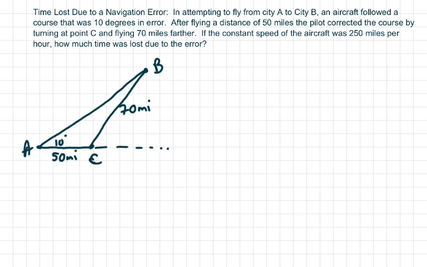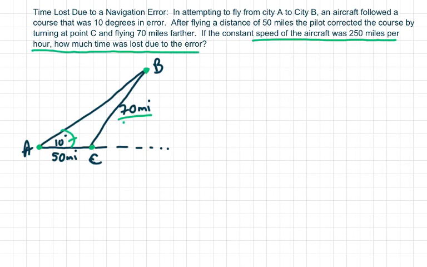Hi everyone. We're going to do a law of sines problem with an airplane time loss due to a navigation error. A pilot is going from city A to city C, and he was 10 degrees off. He's trying to go from city A to B, but he went to C. So at a turning point, he decided to turn and go 70 miles farther. If the constant rate is 250 miles per hour, how much time was lost to the error?